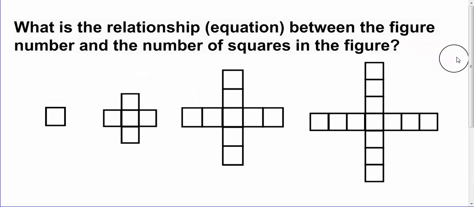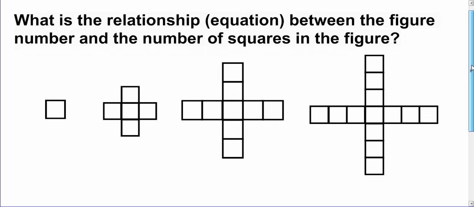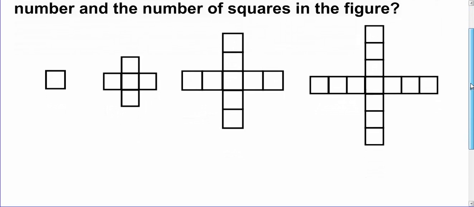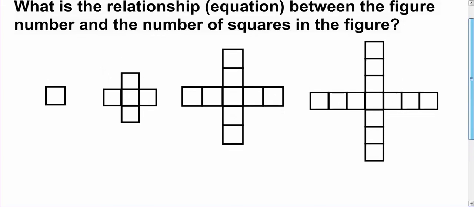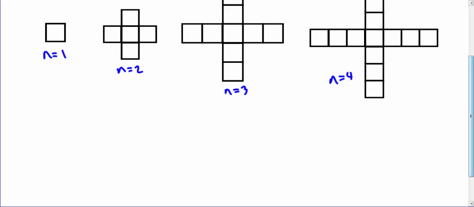Okay, so this time we have squares that are forming T's or crosses, whichever way you want to think about that. And we're going to do some similar things. We want to find the relationship, and we're going to write it as a mathematical equation between the figure number and the number of squares in the figure. So what I'm going to do is I'm going to say that's figure number 1, that's number 2, that's number 3, and this last one here is the 4th. Okay? And then S is going to represent the number of squares.